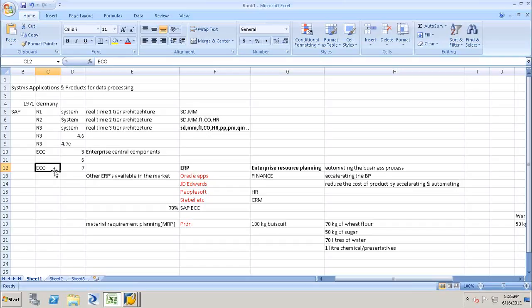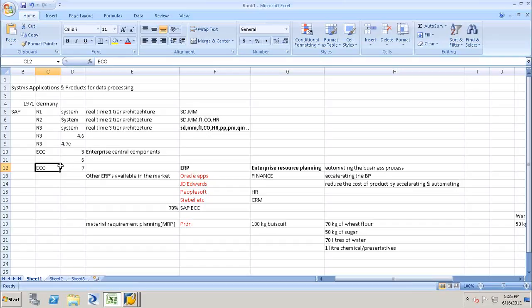So to take home, the points to be noted here are: the initial software which they introduced in 1971 is the R1 system. Using that, a customer can perform the transactions related to sales and distribution and material management. Next, they came up with different versions of it, and the current version is ECC 7.0. Full form of ECC is Enterprise Central Components.